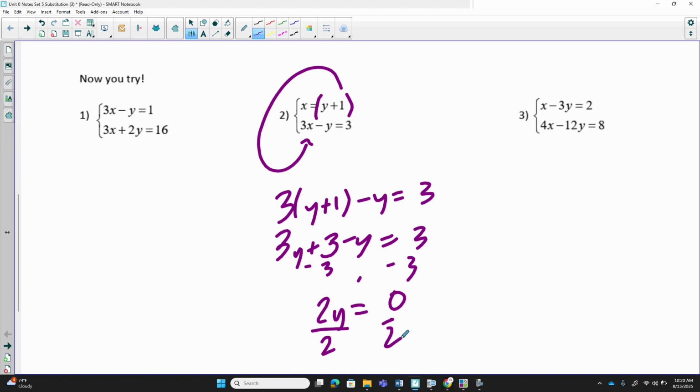All right? So this is y equals 0. Take the 0 and plug it back in right there. So x is equal to 1. So 1, 0 should have been the answer for that one.